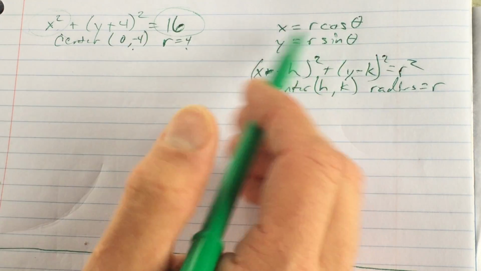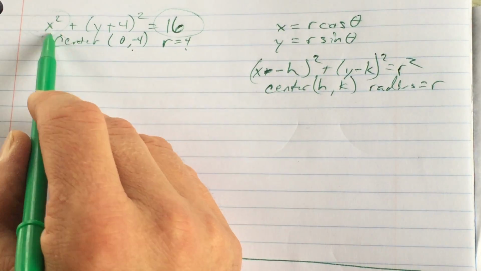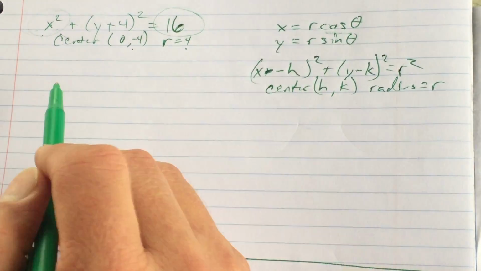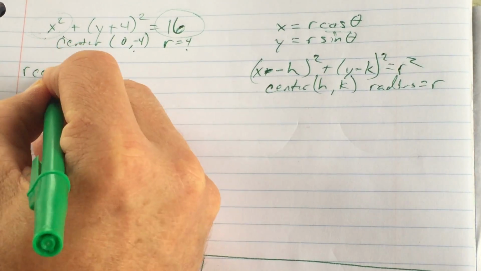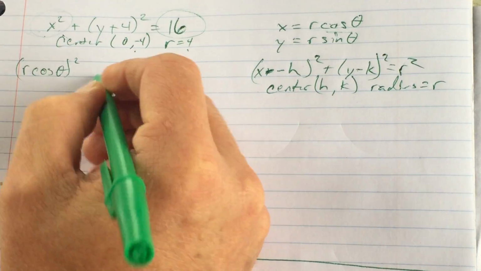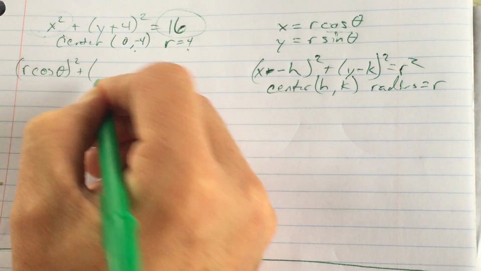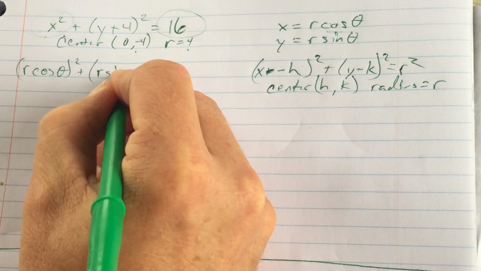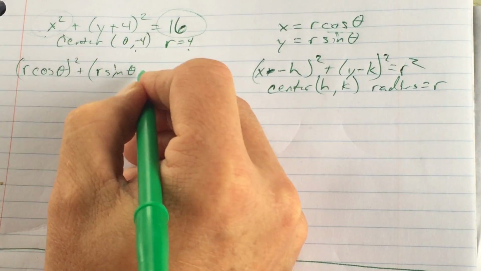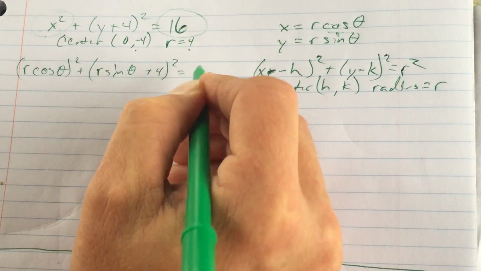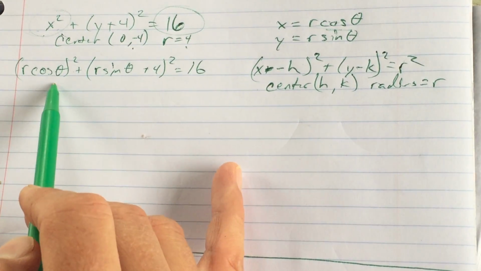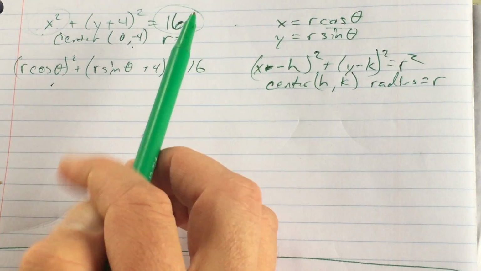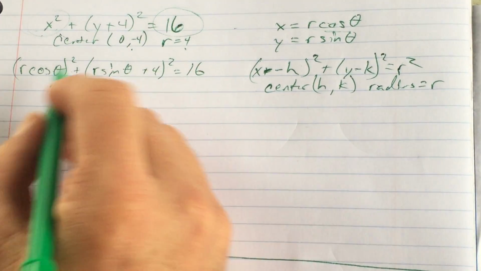Actually, let's just go with, this is what x is. So we'd have (r cosine of theta) squared plus (r sine of theta plus 4) squared equals 16. So all we're doing is just changing x to r cosine of theta and y to r sine of theta, exactly like we know how that goes.